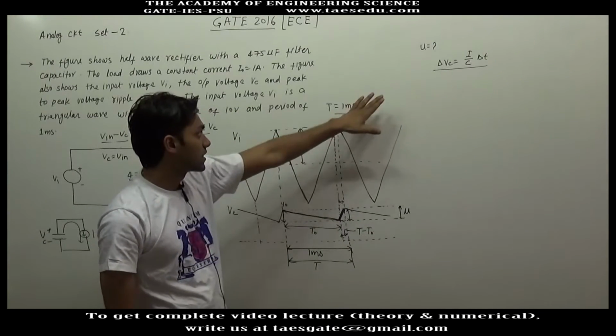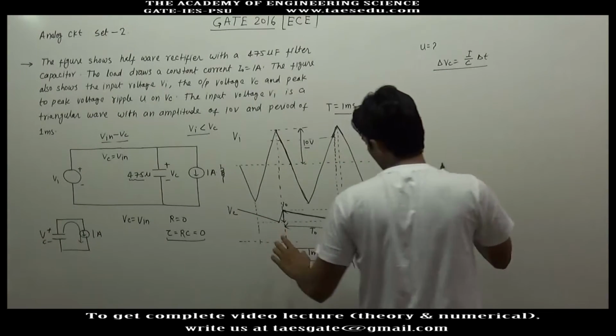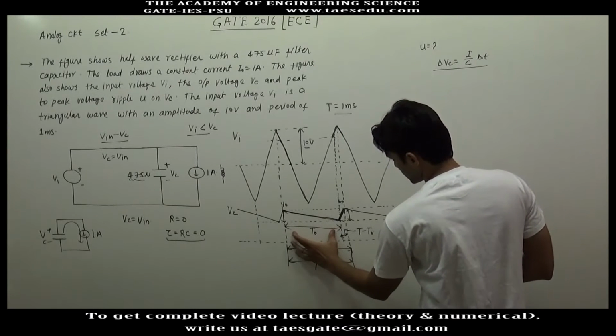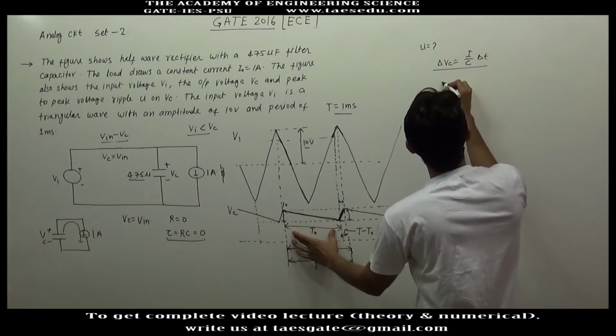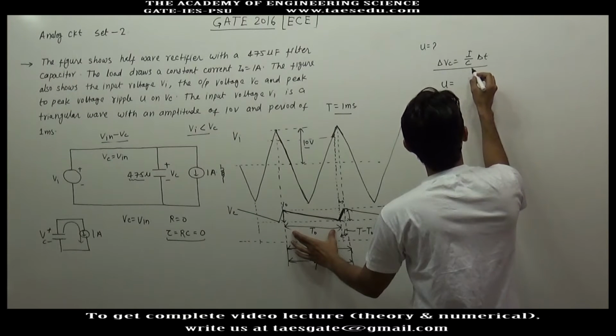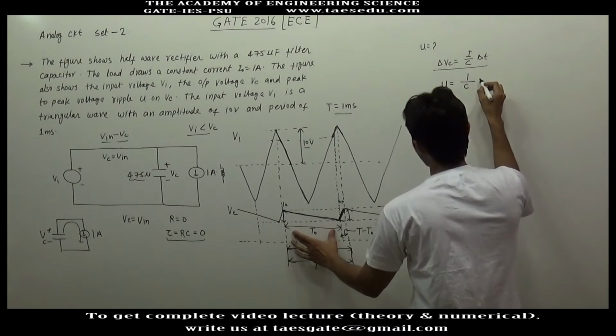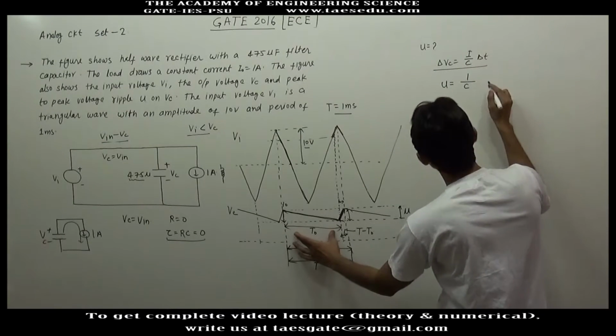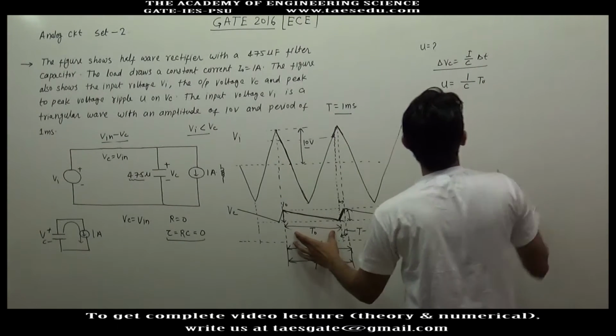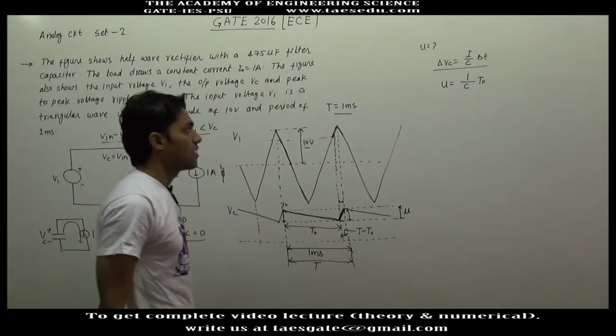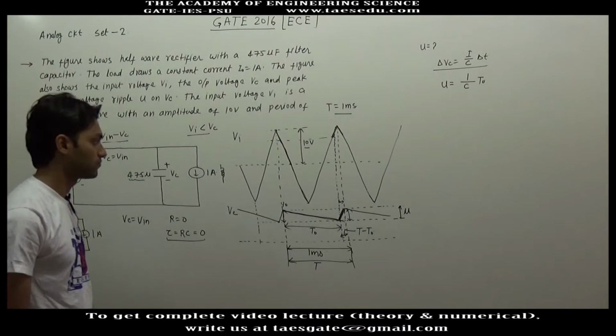We have the formula for the decrease in capacitor voltage. In this range, the decrease in capacitor voltage is nothing but U. Let's say the current is 1 ampere, let it be C only, and this duration is t naught. So the ripple will be given by 1 by C into t naught.